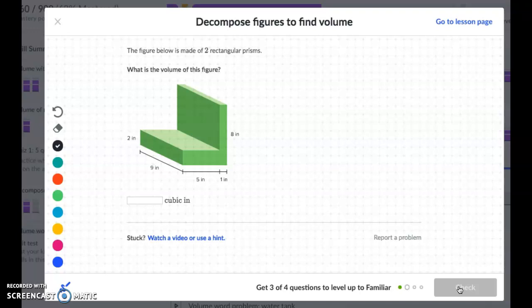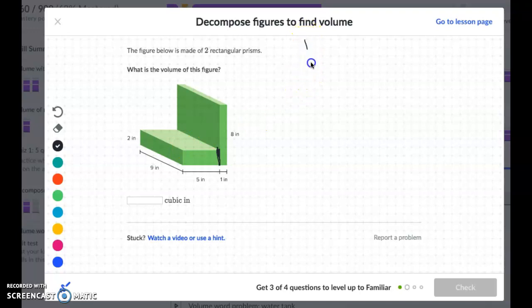The figure below is made up of two rectangular prisms. What's the volume of this figure? Okay, so again, we're looking at this figure and we're going to imagine it just how they had before, that these are two totally separate figures. We can think of it as green and orange like the other ones were in the other lesson.